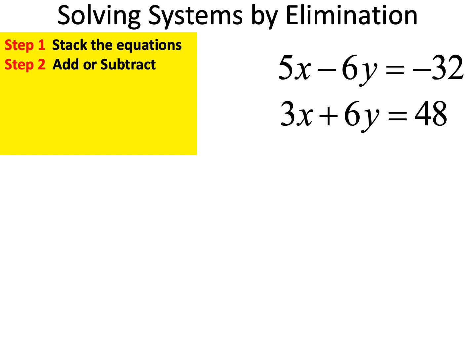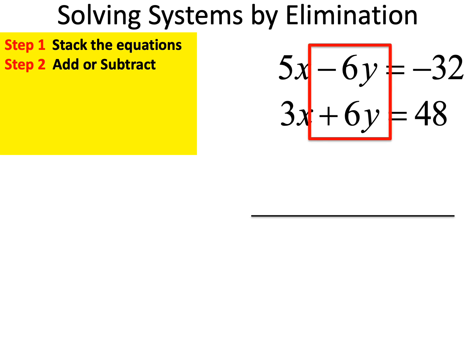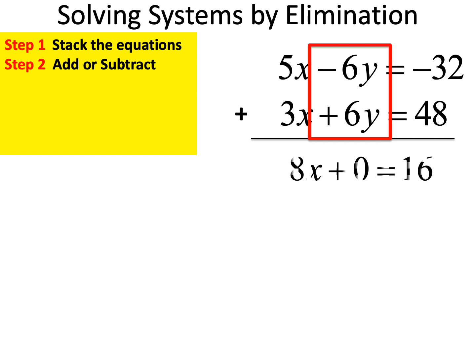But look what will happen when we add these two. I've got a positive 6y and a negative 6y. If we add these two, we get 0. Like 6y minus 6y is 0, or conversely, negative 6y plus 6y, we still get 0. We add these two, a 48 and a negative 32, and we get 16. So notice that when I add these two equations, one of the variables, in this case the y's, goes away. We've eliminated it.